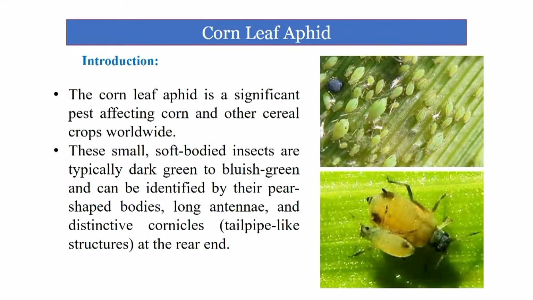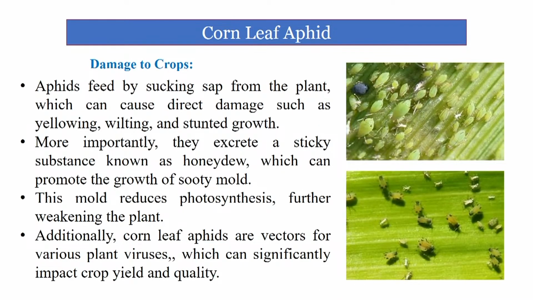Dear learners, corn leaf aphid is another important insect pest for the maize crop. The corn leaf aphid is a significant pest affecting maize and other cereal crops worldwide. These small, short-bodied insects are typically dark green to bluish green in color, and you can easily identify these aphids in your field. And basically, it is important that they excrete sticky substances, honeydew-like substances.